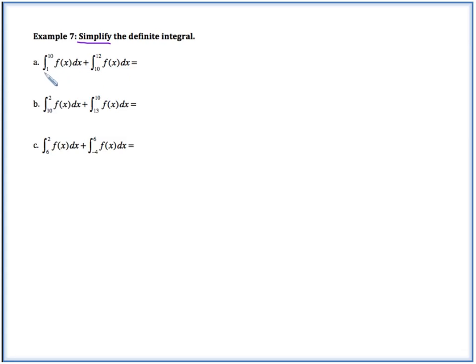So here we have from 1 to 10, and then this one picks up from 10 to 12. And notice it is of f of x, so that function is the same. So we went from 1 to 10 and then 10 to 12, and so we know that we can add these together. And so this is going to be from 1 to 12 of f of x dx.